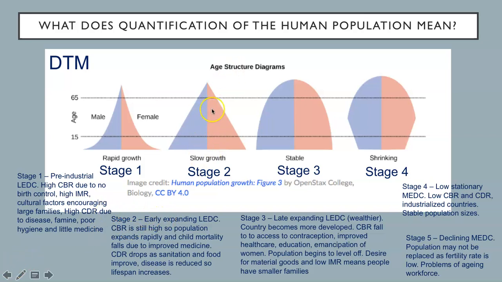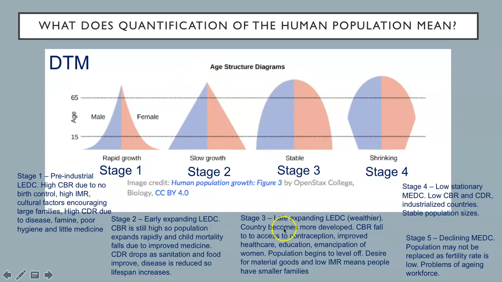Stage 2, early expanding lower economically developed countries. The crude birth rate is still high, so the population expands rapidly, and child mortality falls due to improved medicine. Crude death rate also drops as sanitation and food improve. Disease is reduced, so lifespan increases, right? You have more people living into older years.